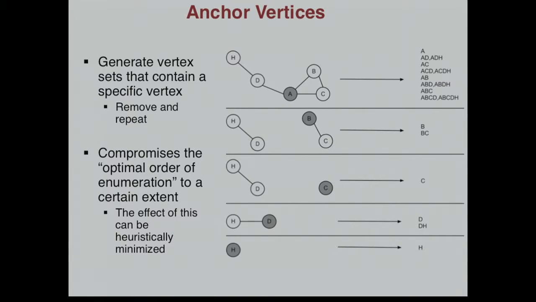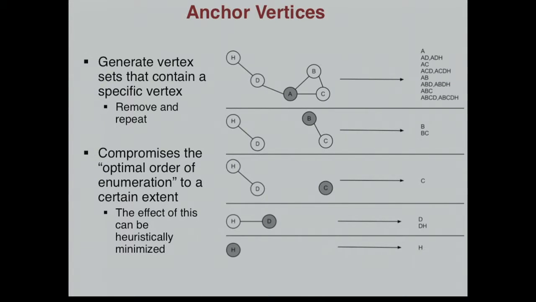So the use of anchor vertices is actually quite simple. It compromises the optimal order of enumeration, actually. Okay, but it simplifies the problem a lot. So essentially, what he's saying is, instead of trying to generate all connected subgraphs, I will generate all connected subgraphs that contain a given vertex.